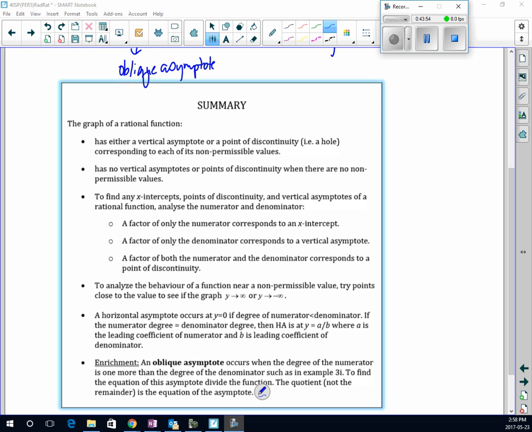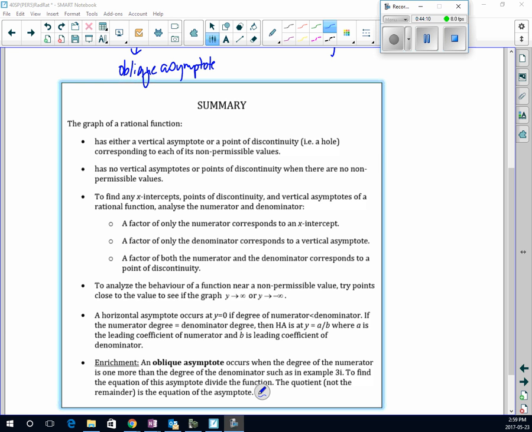Okay, so the behavior again at the non-permissibles, you have to see whether it goes to positive infinity or negative infinity. Where is it going? You've got to find where that goes. That's where we plug in a point. You'll see that in tomorrow's lesson.